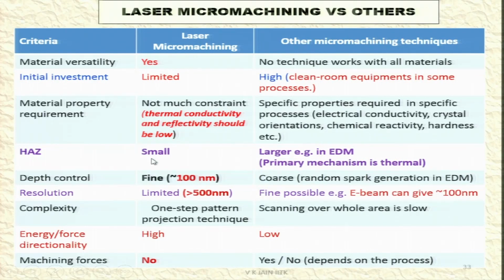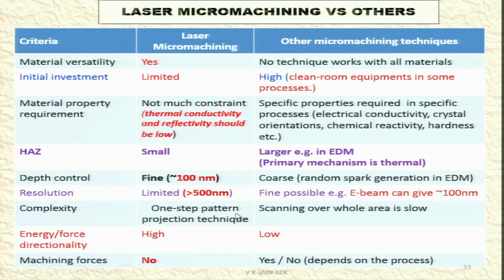Heat affected zone is very small in case of laser micromachining, large or larger in case of EDM. Depth control is fine in case of laser beam, can be around 100 nanometer. It is coarse, and random spark generation in EDM also creates a problem. Resolution is limited, greater than 500 nanometer. Fine is possible, electron beam can give around 100 nanometer. We have already discussed these processes, electron beam, EDM, etc.